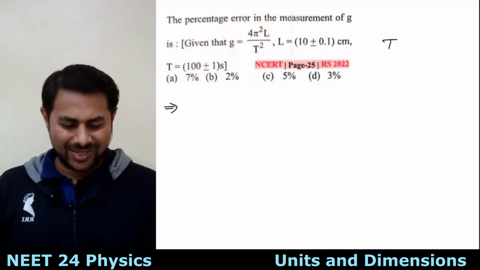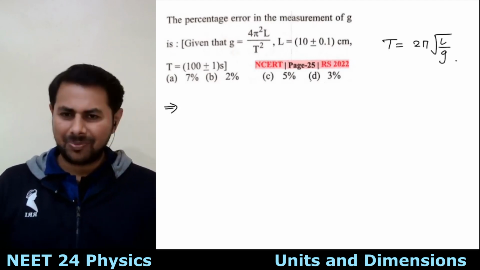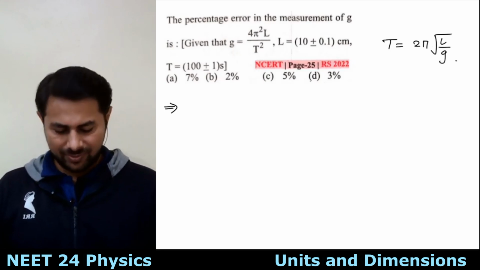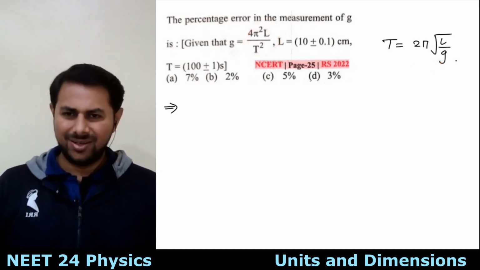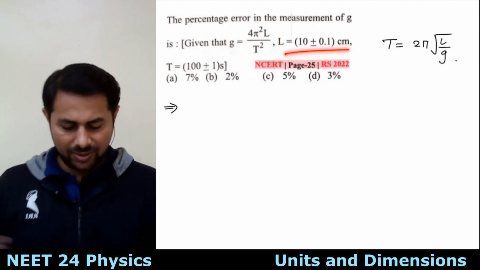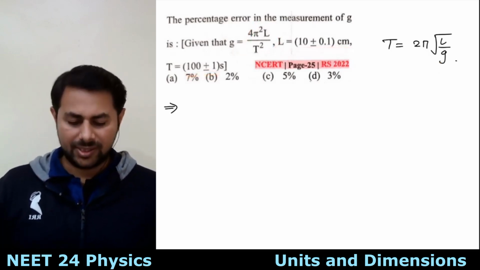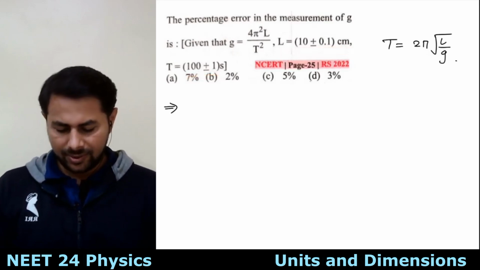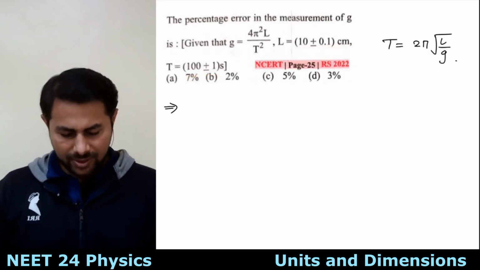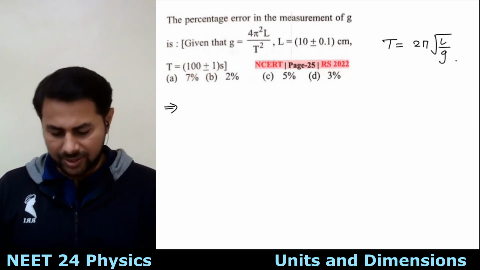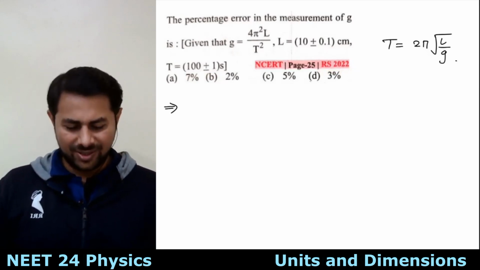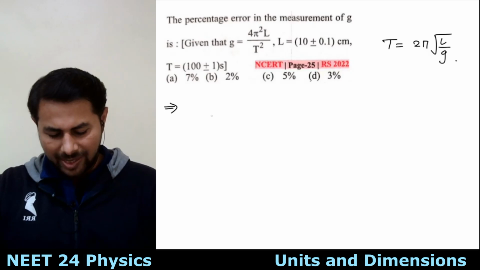Okay, so you know that T is equal to 2 pi square root of L by G, and from that first you need to find out the formula. You need to find out G like this, and then you can use these things. So this exam, RS, I don't know what, they are quite generous, they have given the formula directly. So you can find it out very easily.